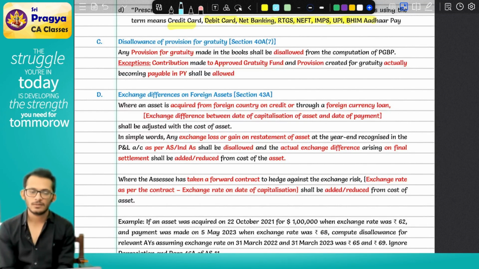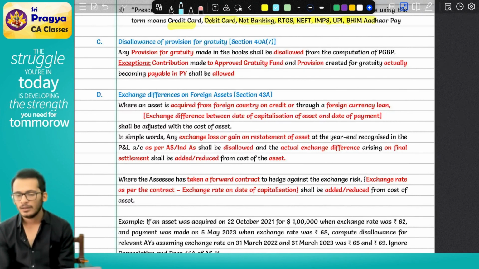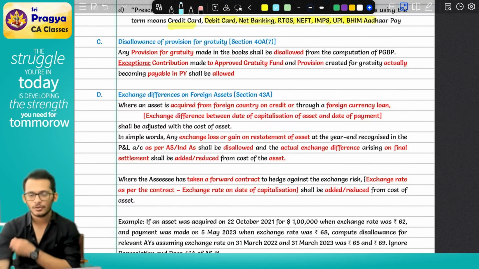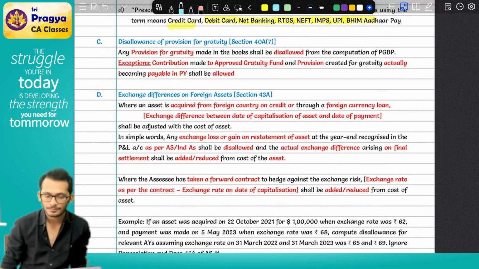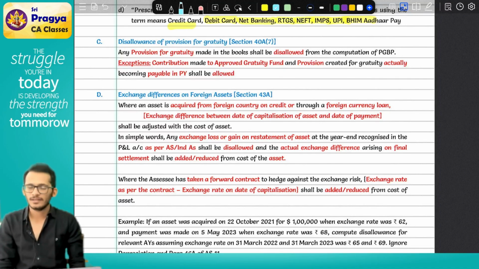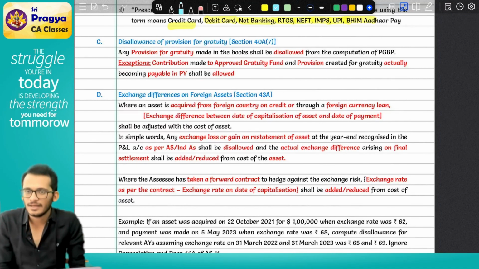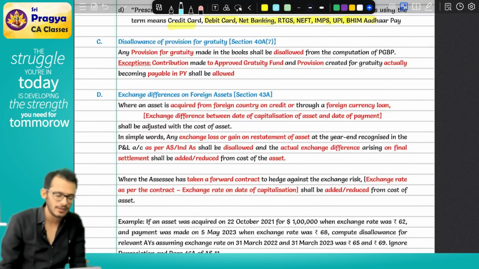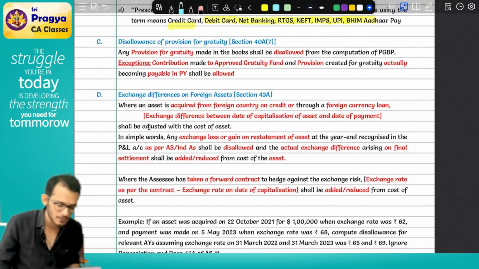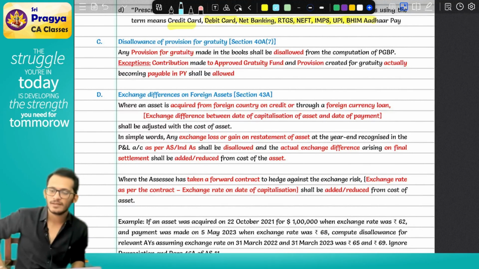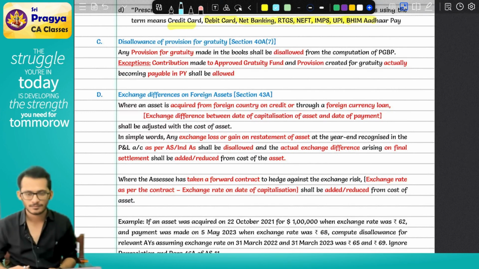Moving on to the next one called exchange fluctuation risk. Now, this is something which is linked to your accounting standards. I think it is AS 11, correct? Foreign exchange, AS 11. Ind AS, what is the number? Does someone know what is the number for Ind AS foreign exchange?